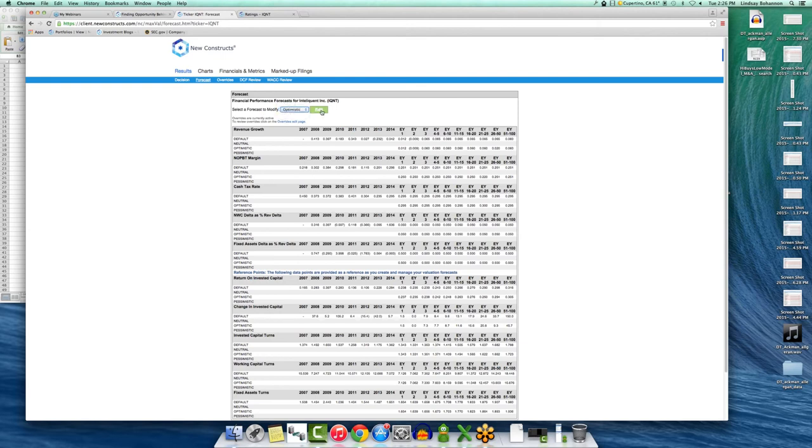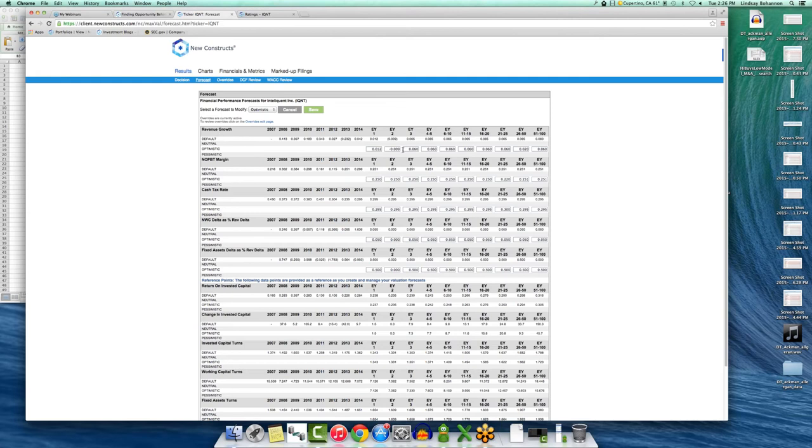Now we're going to select our forecast here. We're going to say it's our optimistic forecast. We know that Inteliquent has grown revenue by 14% compounded annually since 2007. Now, 6% forward NOPAT growth seems conservative. We're going to be just a little bit less conservative. We're going to talk about maybe 8% revenue growth going forward.